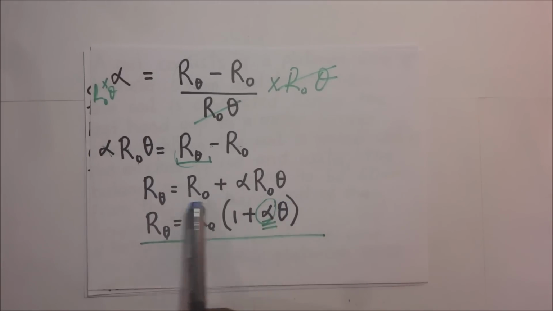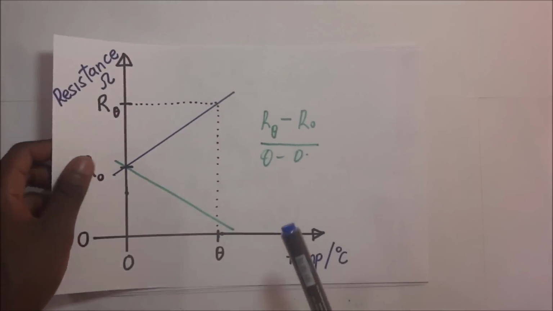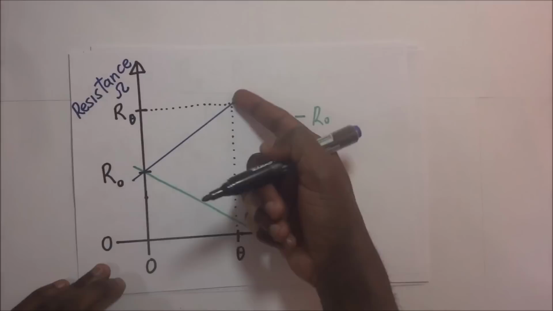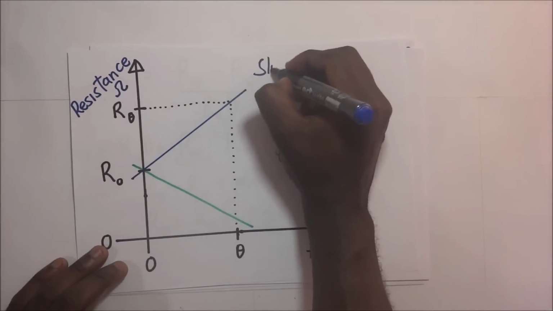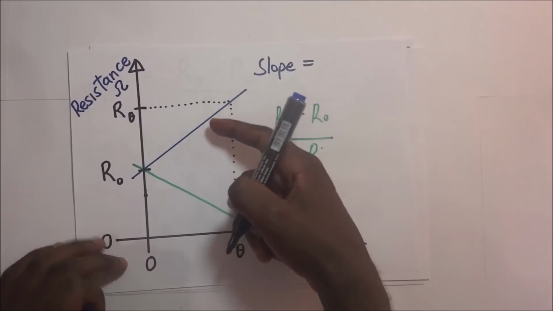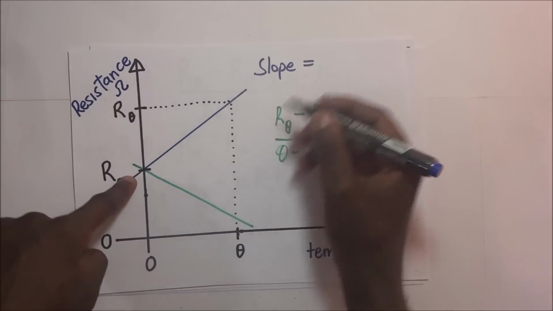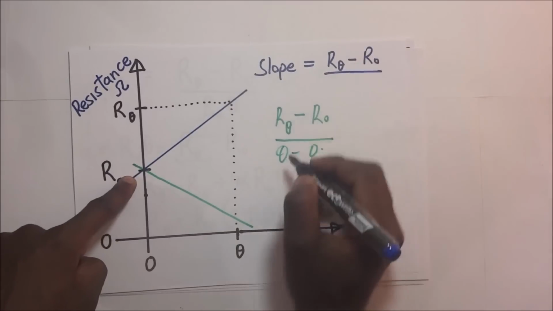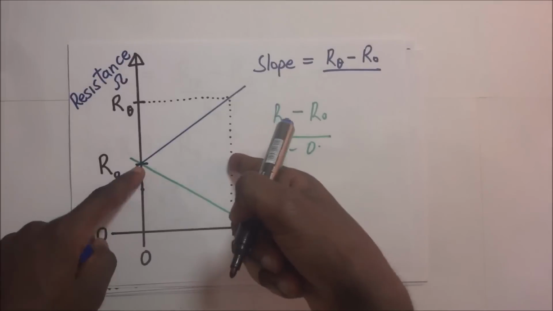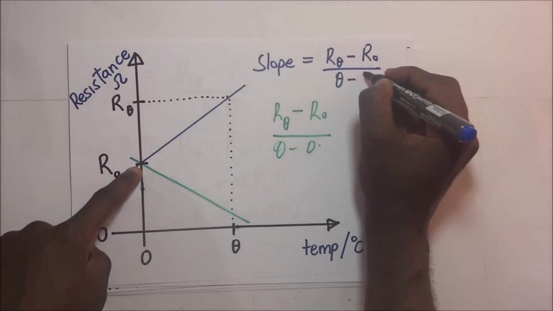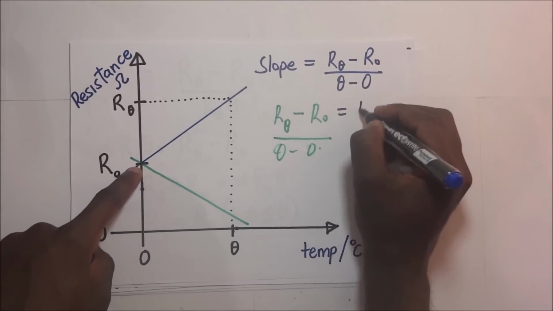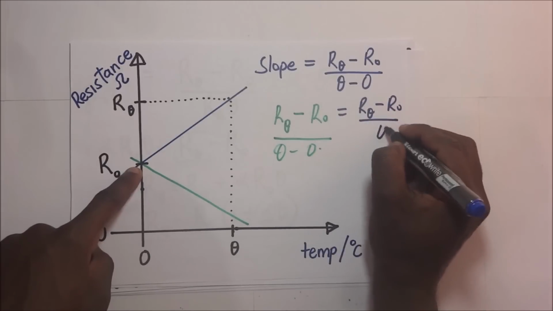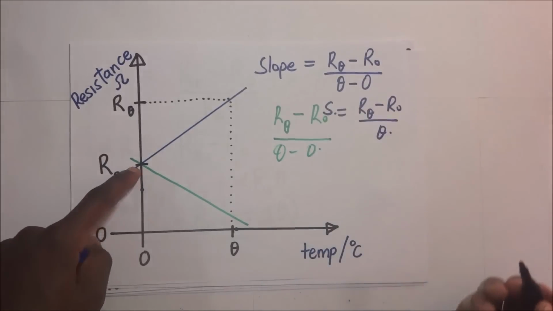Now if I may connect this expression to our graph. If you look at our graph, we saw here that this slope is going to be the change in y. Of course, the change in y is r theta minus r naught, divided by the change in x. The change in x is theta minus 0. So this becomes r theta minus r naught over theta, which gives us the slope.